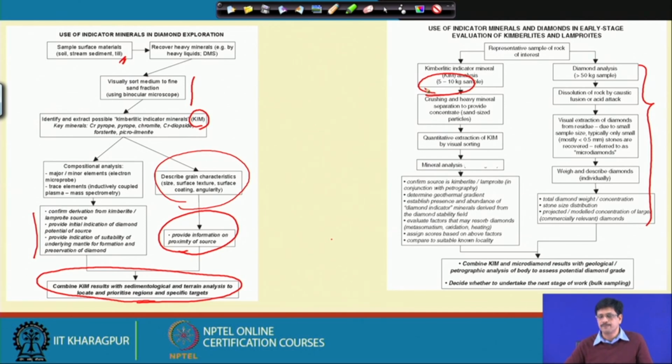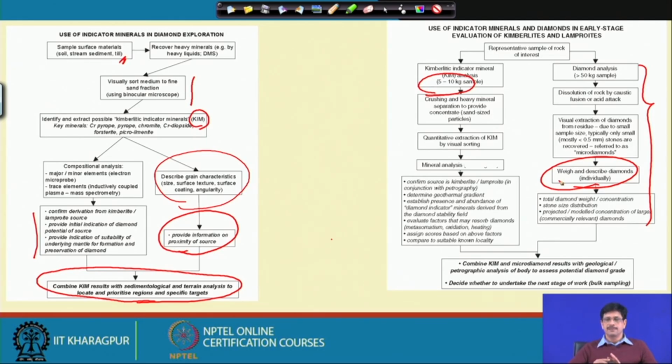But if we want to really recover the diamond crystals, then we have to get even more than 50 kg or about 100 kg of the rock, crush it, and then carefully separate out and get the diamond, then visual extraction of diamonds from the residue, and weigh and describe the diamonds individually. This part is only when we are interested in that.